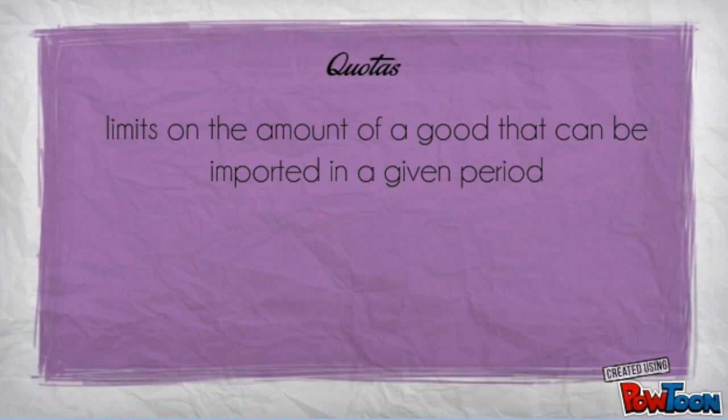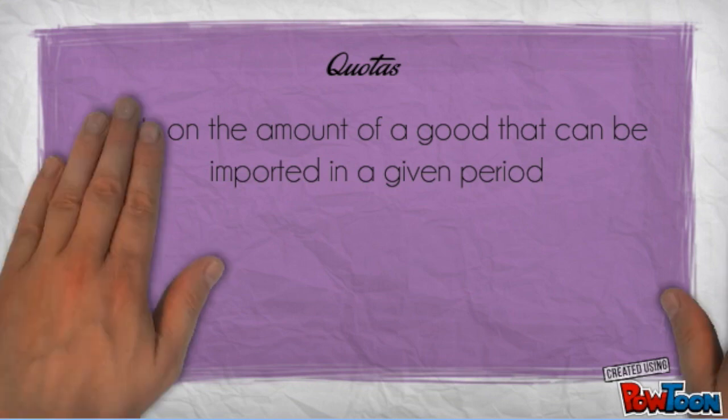Quotas are limits on the amount of a good that can be imported in a given period. Quotas serve a similar purpose to tariffs in that they increase the price of imported goods, but quotas can even be more severe, as no additional goods are available once the quota level is reached.